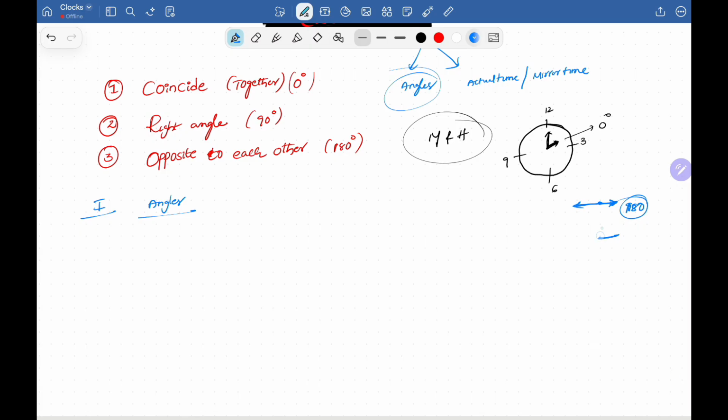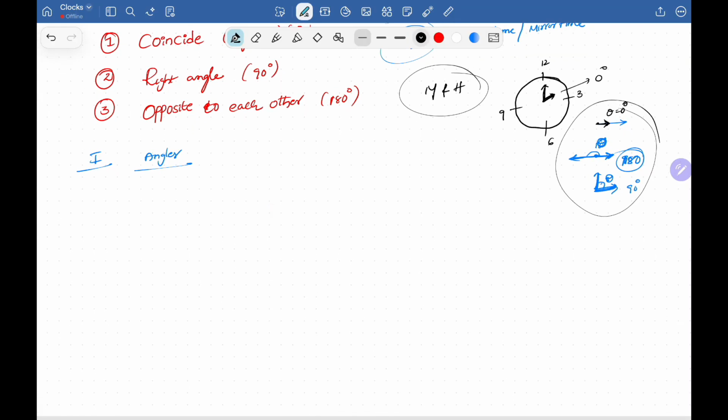If they are making a right angle, then it is 90 degrees. This angle theta is 180 degrees when opposite, and if they coincide, theta is equal to 0 degrees. They'll ask you how many times they are together, at a right angle to each other, and opposite to each other. You can solve it easily.